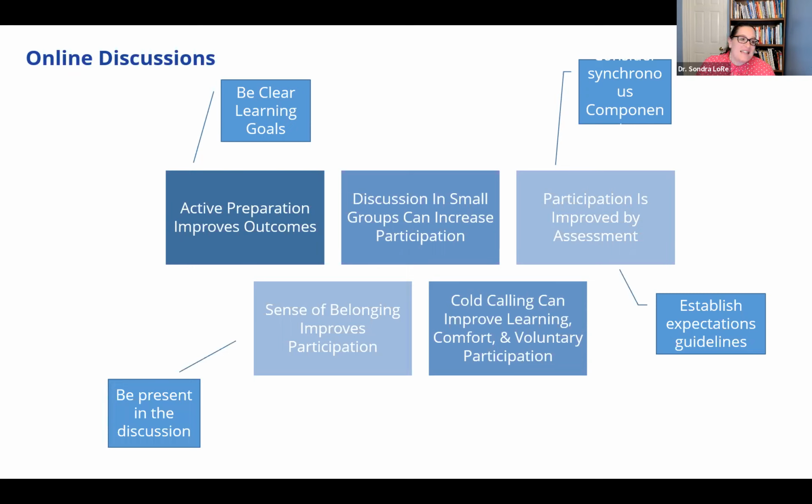And then lastly, be present in the discussion. So your participation, not just through typing a response, say, to a discussion board, but particularly in an online discussion, your active participation will increase engagement.